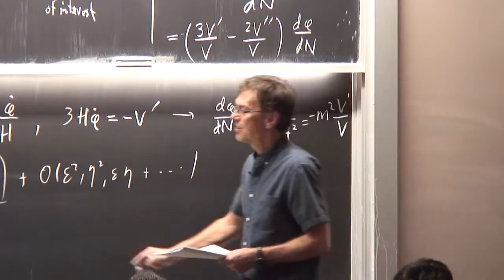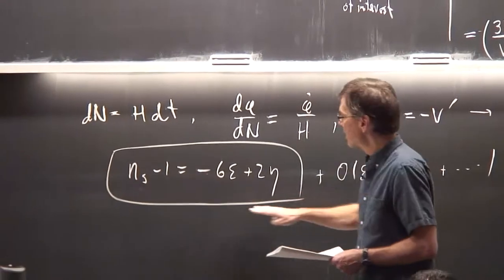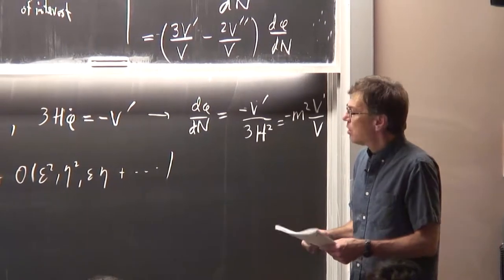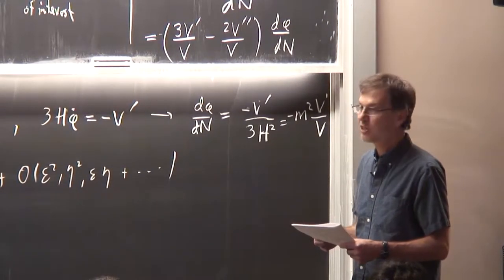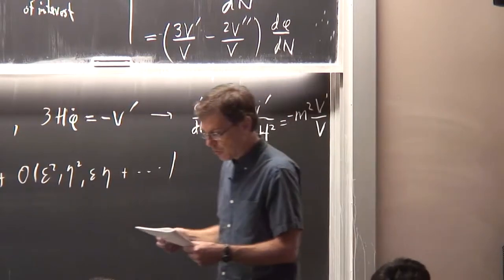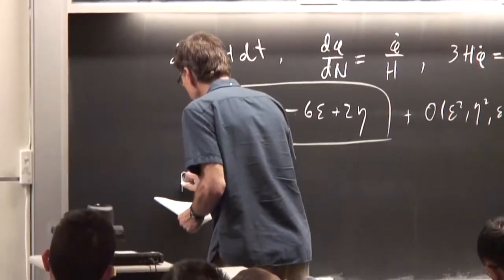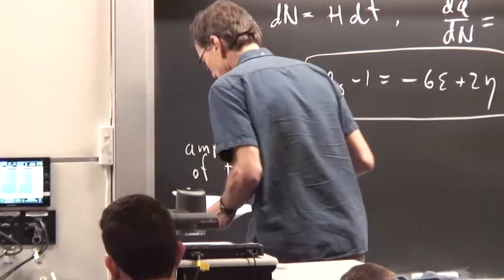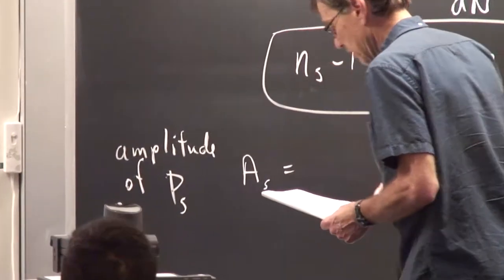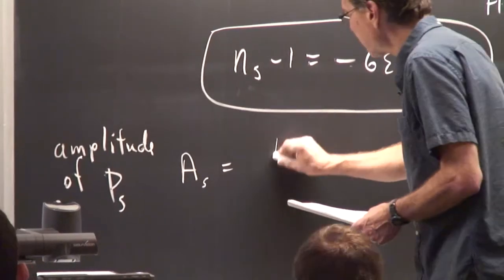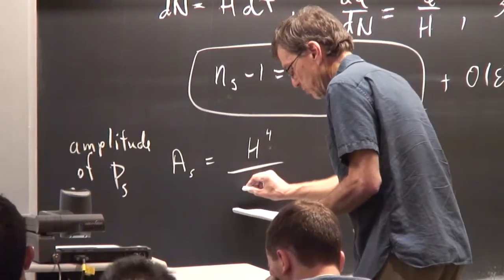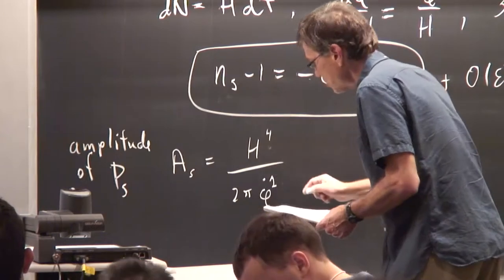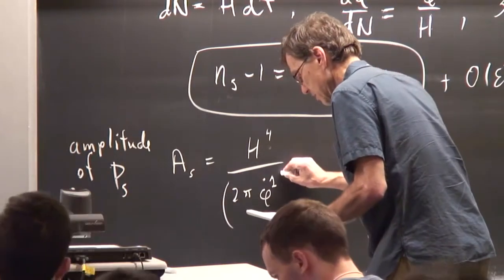OK, so that's how to take the number that's measured by Planck and pit it against your inflationary model of interest. But in addition to the spectral index, there's also the amplitude of the power. So the amplitude of the scalar power spectrum, we derived what it was parametrically; if you look more carefully, there's factors of 2 pi.